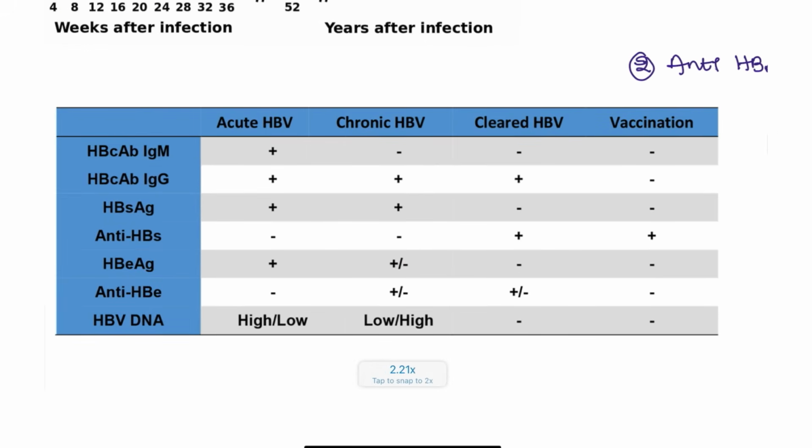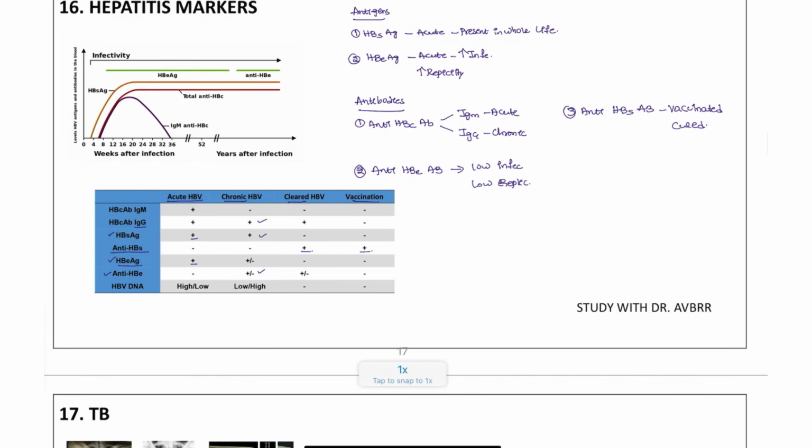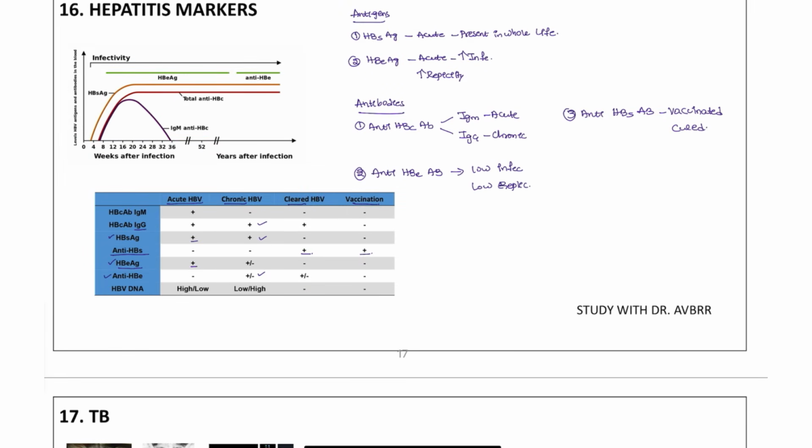Next, how can you interpret? For example, acute HBV. Acute HBV, obviously hepatitis B is positive, and this is the acute stage, so obviously infectivity is high, so the HBeAg will also be present. Next, chronic type. In chronic patients, there will be increased IgG levels and HBsAg throughout life is present, and then the anti-HBe is going to be shown in these patients. Cleared HBV, what we discussed, there will be anti-HBs antibodies present here. Vaccinated patients, anti-HBs is present. So this is how you are going to interpret these hepatitis markers.